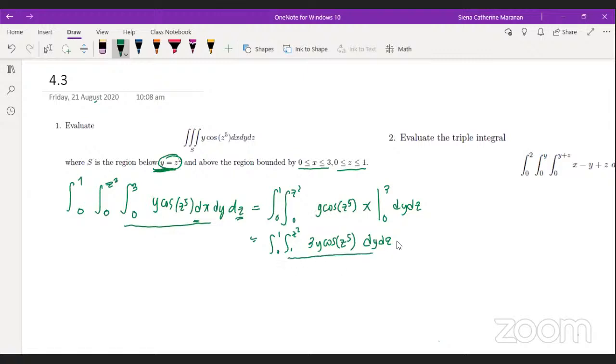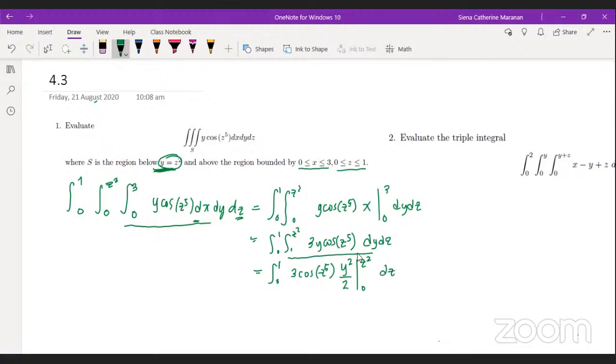Sunod naman natin itong part na to. This inner integral will be evaluated with respect to y. So, i-consider lang natin dito or integrate natin ay ito. The rest will be constant. Okay, so we have from 0 to 1. Then, integral nito, integral ng y, we have y squared. Lagay natin yung constants. We have 3 cosine z raised to 5. And then, integral ni y is y squared over 2, to evaluate from 0 to z squared. Ang natira na lang ay si dz.